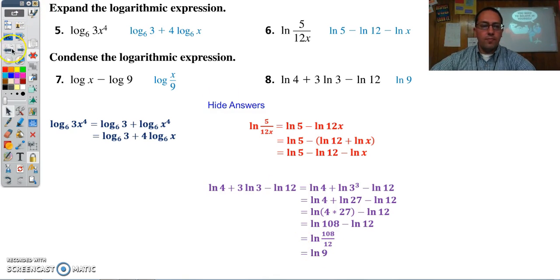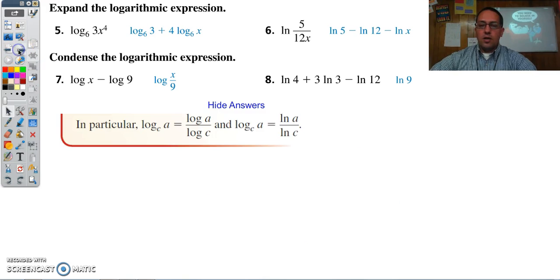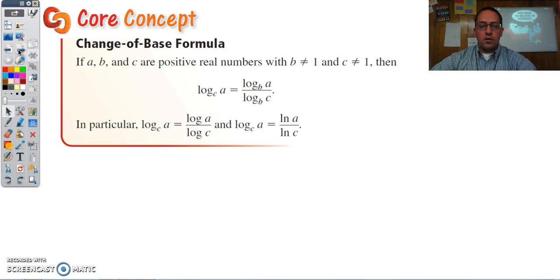Okay. Last thing we're going to talk about, change of base formula. What this is used for is to change log base 5 into log base 7 or log base 23, or more useful, log base 10 or log base e. And the way this works, you have log base C of A equals logarithm base B of A divided by log base B of C.